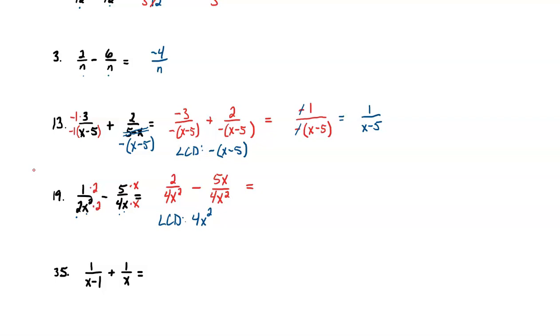Now subtract numerators. 2 and 5x are not like terms, so you can only write them side by side as a binomial. And in the bottom, it's 4x squared.